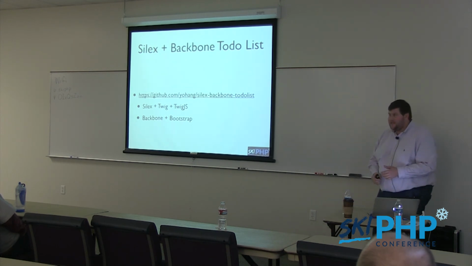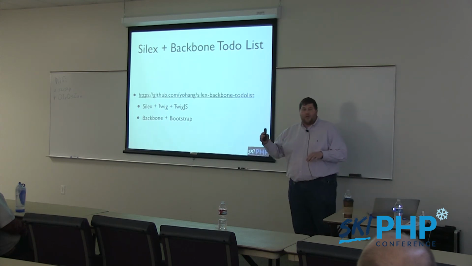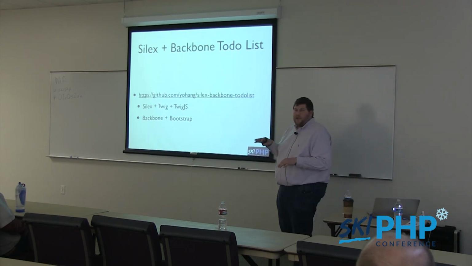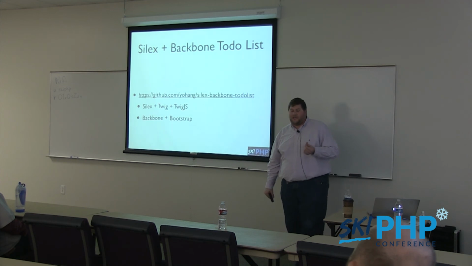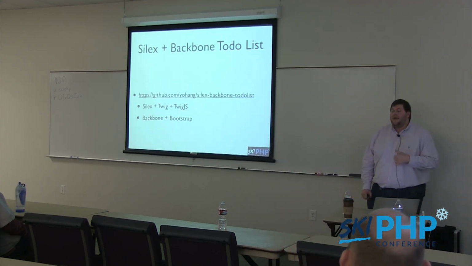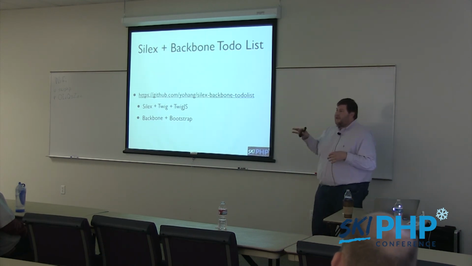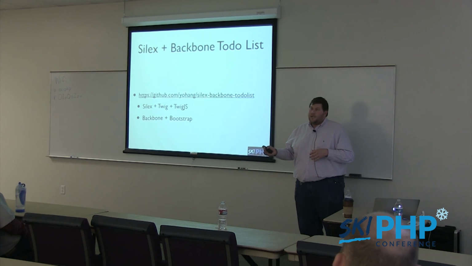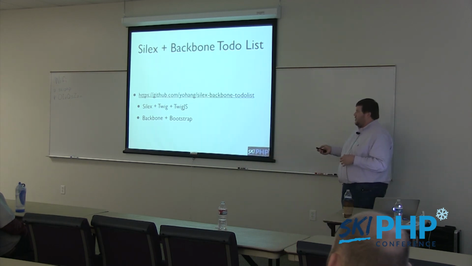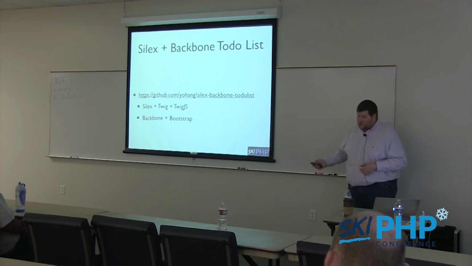The next one I like is using Silex as a REST API and Backbone and Twig.js as the front end. So this is a very common use case. This is what I think the most common use case is for Silex in my experience, is I want to create a very lightweight REST API, and I want to do all the view handling in HTML and JavaScript. So in this case, we're simply going to combine Silex for the REST API and Backbone and Bootstrap for the front end.